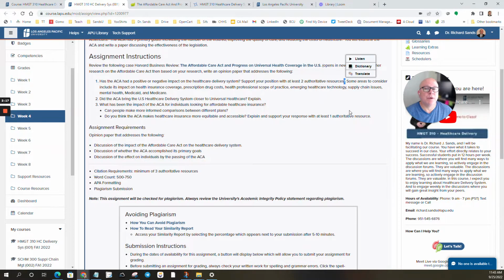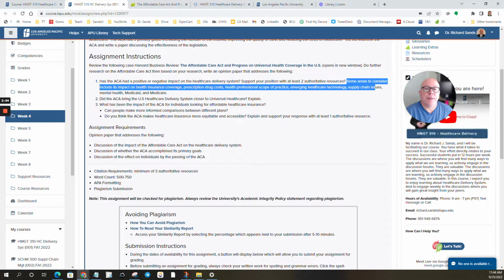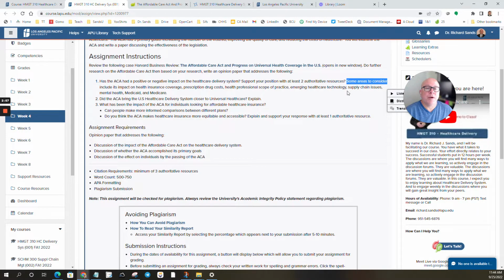Okay, some of the areas to consider include the impact of health insurance coverage, prescription drug costs, health professionals' scope of practice, emerging healthcare technology, supply chain issues, mental health, Medicare, Medicaid. So those are some areas that says include its impact on, here we go, some areas to consider. So the assignment here is actually giving you some focus areas that you can consider when you're writing your paper. So you do not have to pick all of them, but you do want to pick a couple, right? Okay.